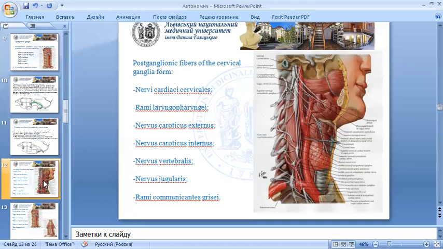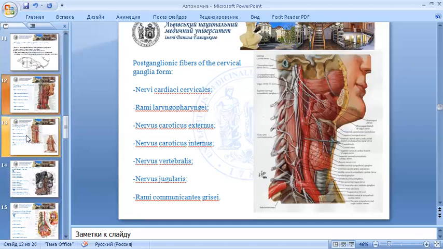And the last of the postganglionic fibers are the rami communicantes grisei, which are joined to the somatic nerves, mainly the postganglionic fibers of the cervical ganglia. They are joined to the somatic nerves of the cervical and brachial plexus. So these are the postganglionic fibers of the cervical ganglia.